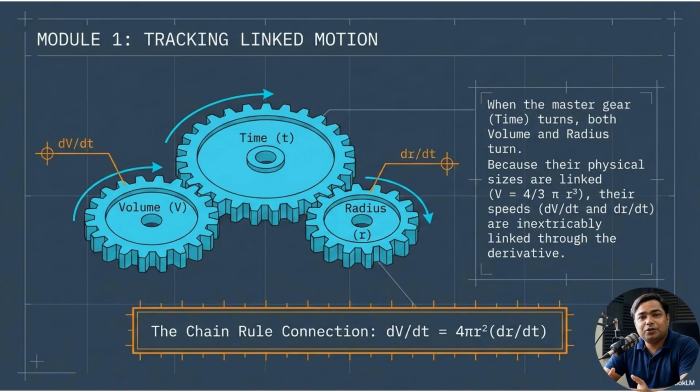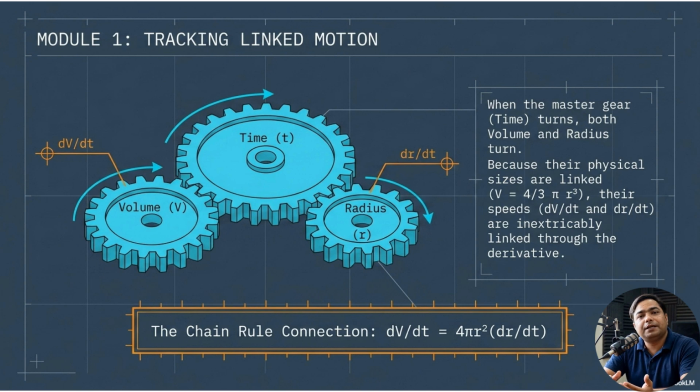Let us begin with Module 1, Tracking Linked Motion. In real life, many quantities do not change alone. They are connected. When one changes, the other also changes. This is where related rates become useful. Look at the example of gears. The master gear represents time. As time moves forward, the radius and volume also change.